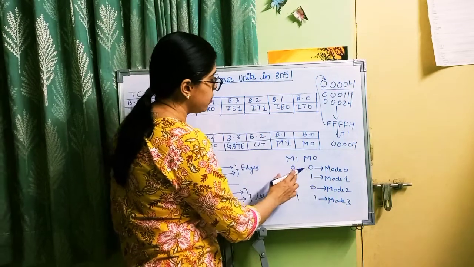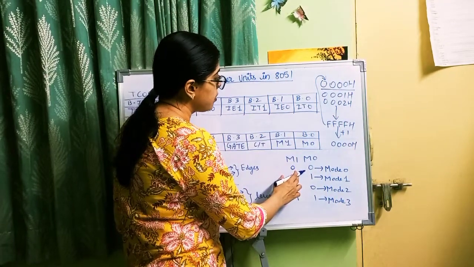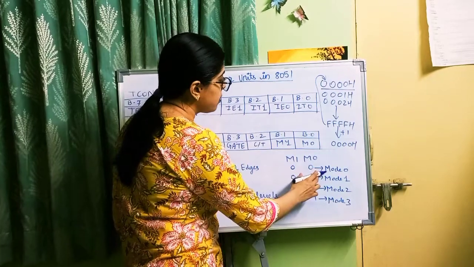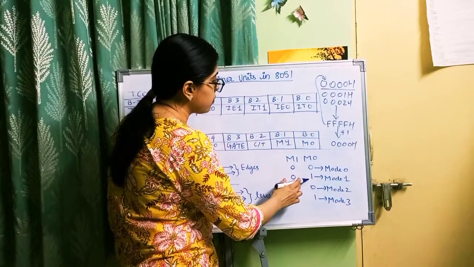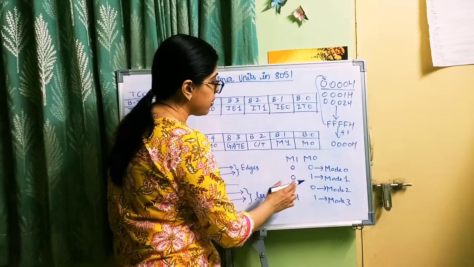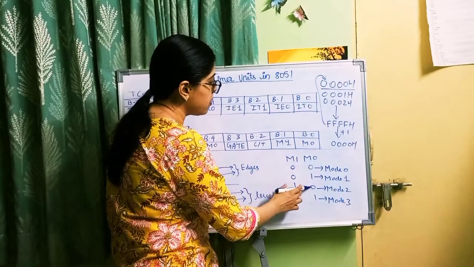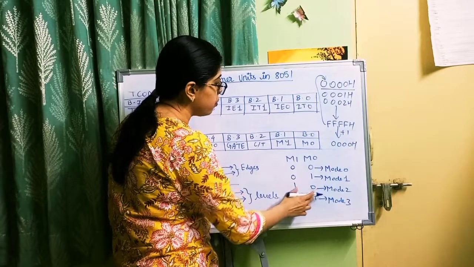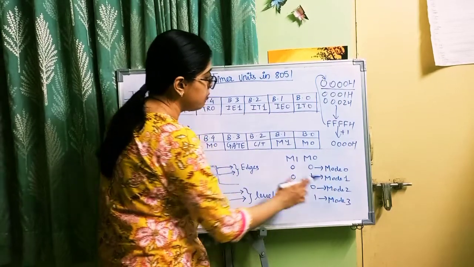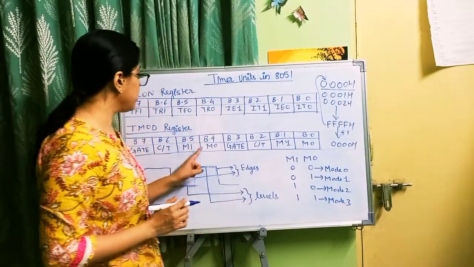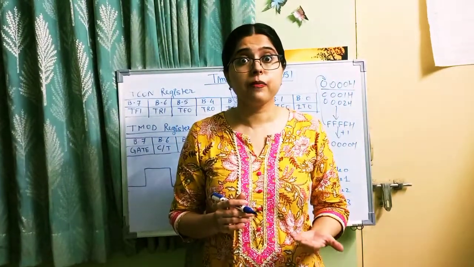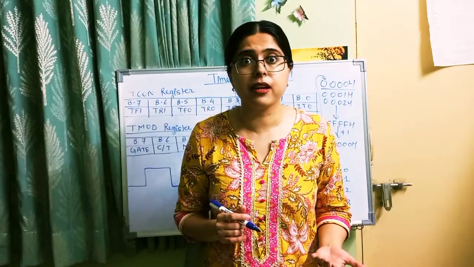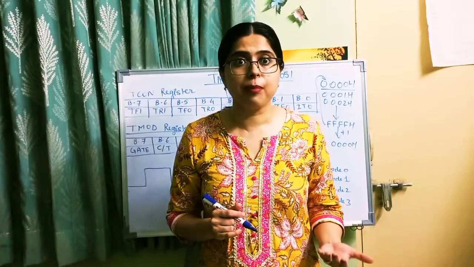When M1 is 0 and M0 is 0, timer 0 or timer 1 operates in mode 0. When M1 is 0 and M0 is 1, it operates in mode 1. When M1 is 1 and M0 is 0, it operates in mode 2. And when both are 1, it operates in mode 3. So basically M1 and M0 are mode select bits. They select the mode of the timer, in which mode we want to operate the timer, according to its application.